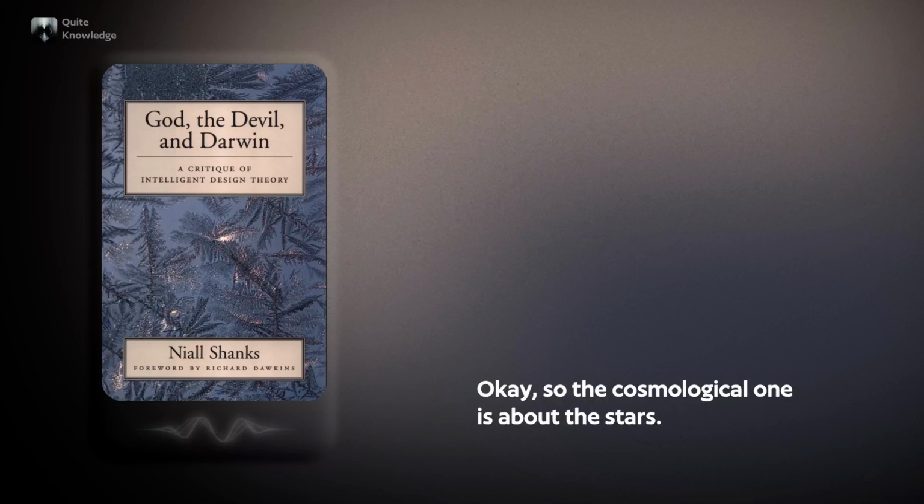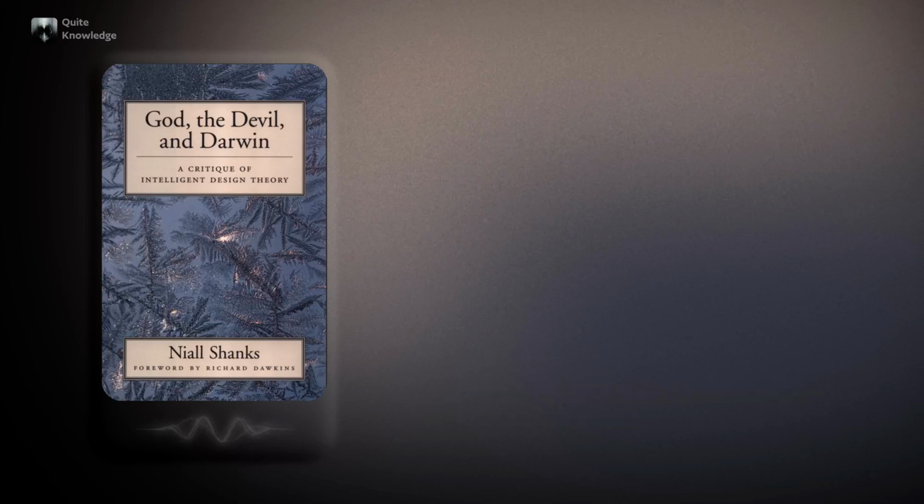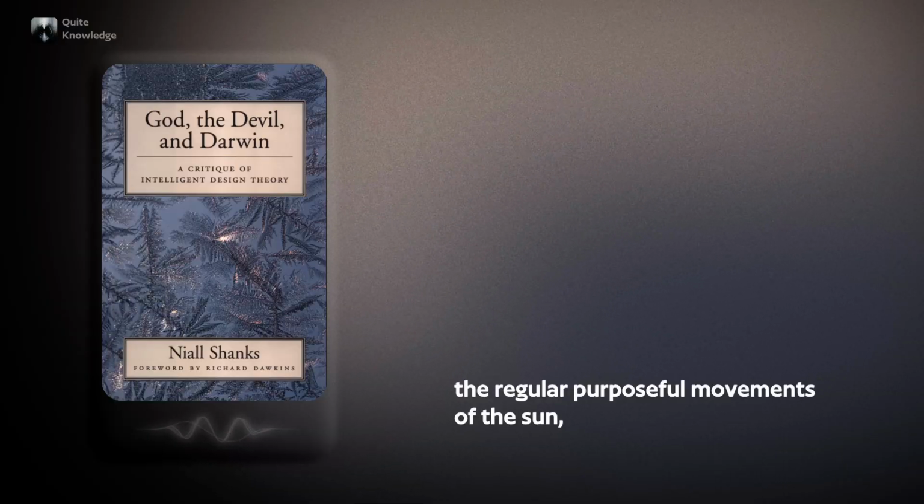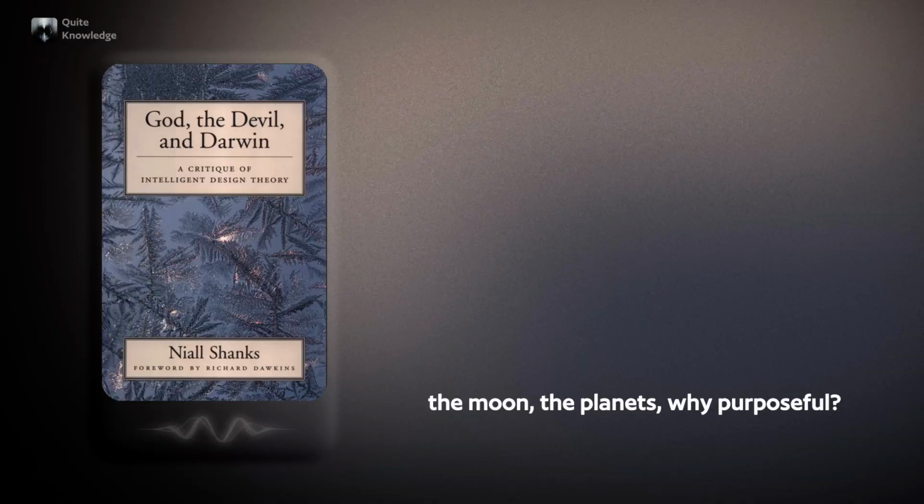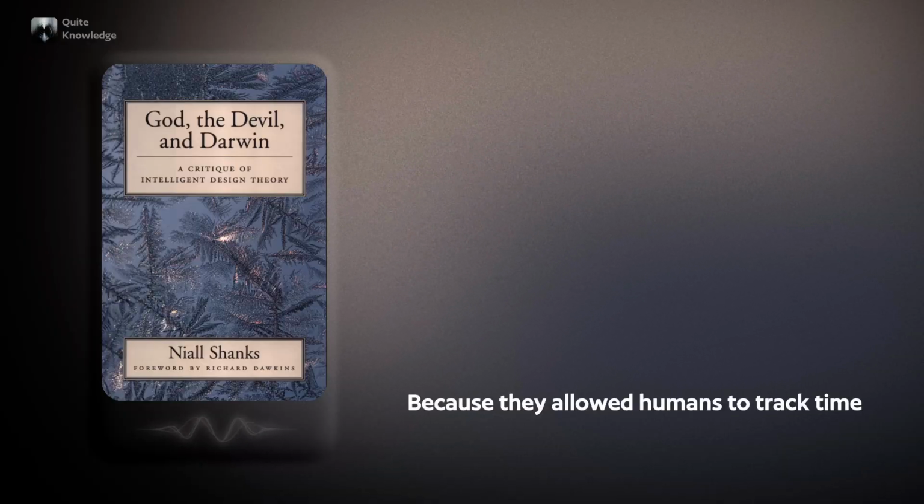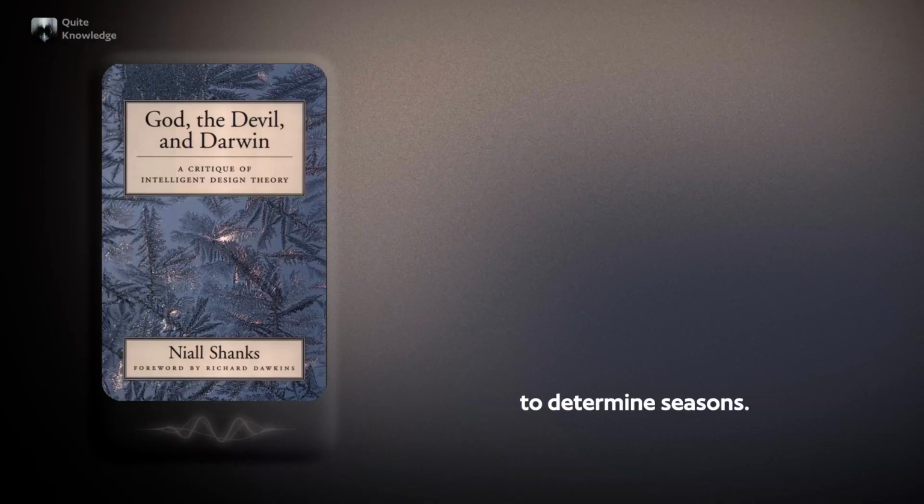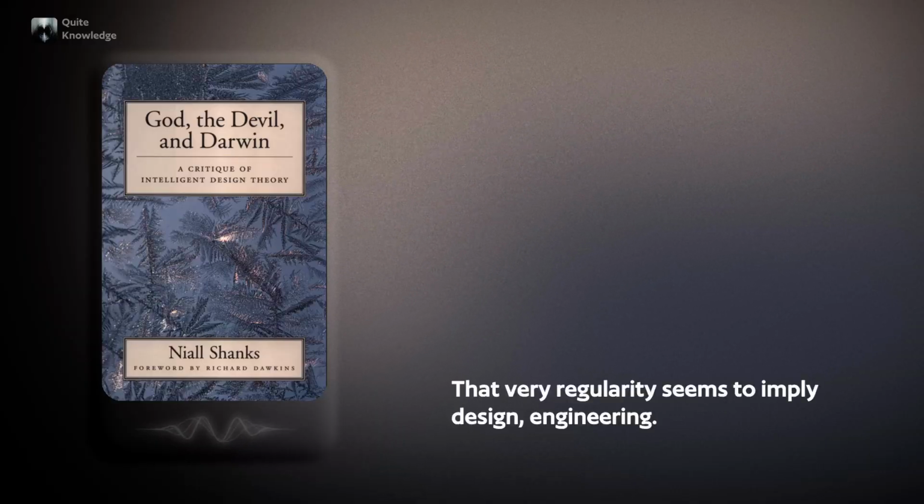Okay, so the cosmological one is about the stars. Pretty much. The heavens. The regular, purposeful movements of the sun, the moon, the planets. Why purposeful? Because they allowed humans to track time, to determine seasons. That very regularity seemed to imply design, engineering.